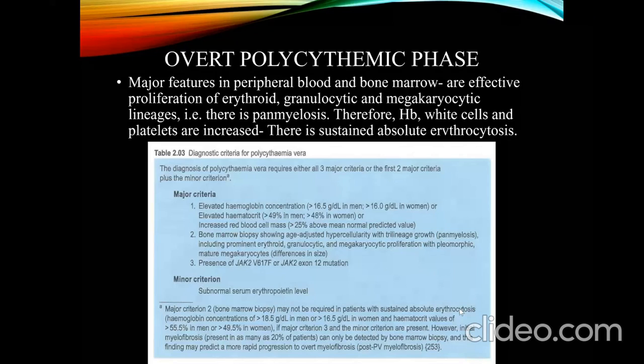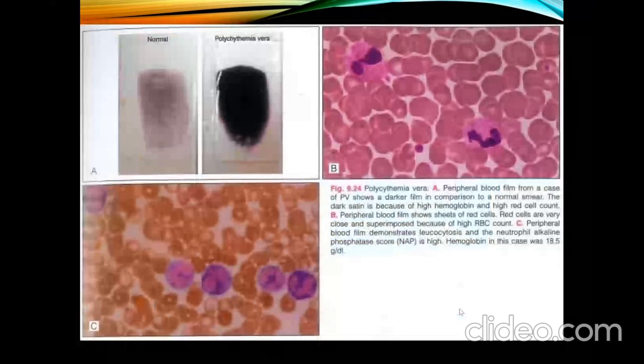Therefore, hemoglobin, white cells, and platelets are increased, and there is sustained absolute erythrocytosis. As seen in the WHO diagnostic criteria included here, the major criteria are elevated hemoglobin concentration above 16.5, elevated hematocrit above 49% in men, bone marrow biopsy showing age-adjusted hypercellularity with trilineage growth, that is panmyelosis, and presence of JAK2 V617F or JAK2 exon 12 mutation, and a minor criterion being subnormal serum erythropoietin level.